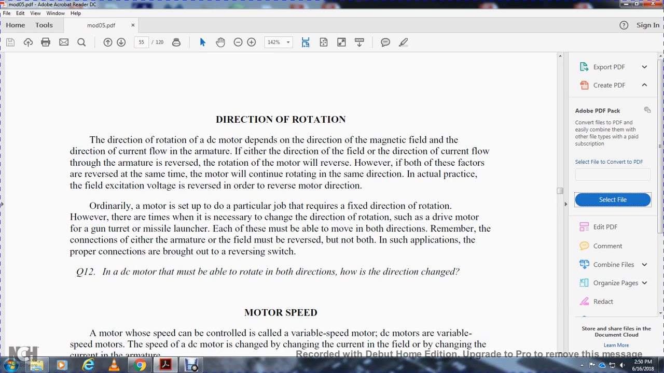In actual practice, the field excitation voltage is reversed in order to reverse the motor direction. Ordinarily, a motor is set up to do a particular job that requires a fixed direction of rotation. However, there are times when it is necessary to change the direction of rotation, such as a drive motor, a gun turret, or a missile launcher. These must be able to move in both directions. Remember, the connection to either the armature or the field must be reversed, but not both. In such applications, the power connections are brought out to a reversing switch.